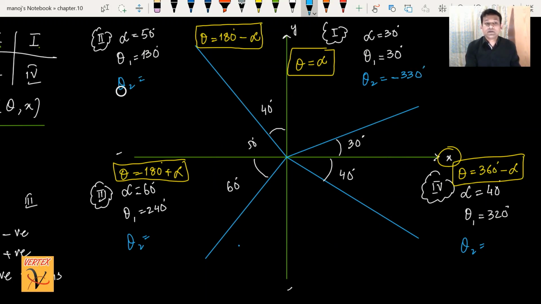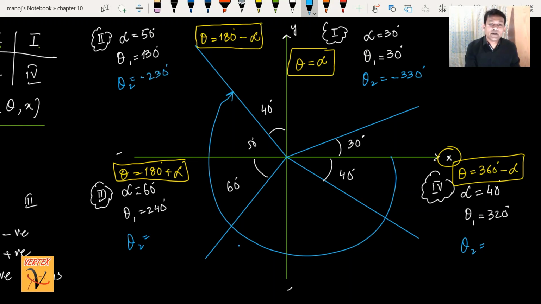Okay, for this line, I have to move from the positive x-axis like this. Again, what is going on here? In this case, we can write 180 plus 50. So 180 plus 50, what can you write? 180 plus 50 is 230. But what will you write? You will write a negative sign, because you're moving clockwise.